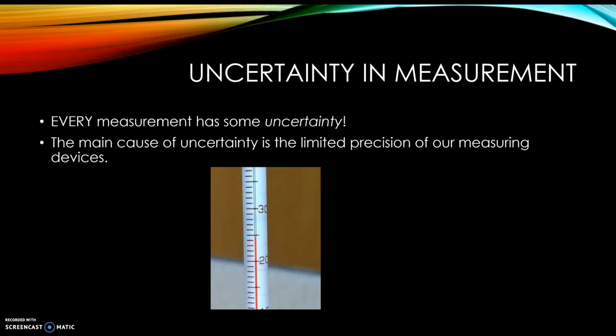But I have to estimate what that tenth is, and there's some uncertainty there. Now, this doesn't mean that's a wrong measurement. It doesn't mean it's bad. It doesn't mean that we don't have any knowledge. But realize that uncertainty is in every measurement, and that is not a source of error.